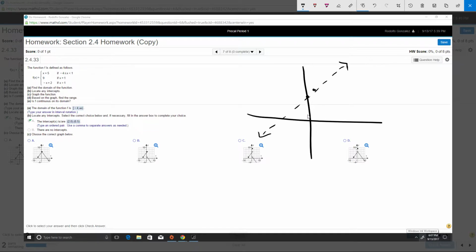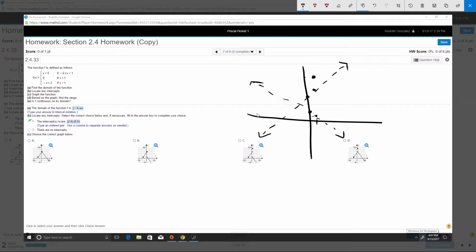At x equal to 1, we have our answer is 9, so that would be about right here. So that should be the dot that we have. And then the last one is going to be at positive 2, so 1, 2. And then the slope is negative 1, so 1, 1. Should go like right here. I know my line is horrible, sorry guys.